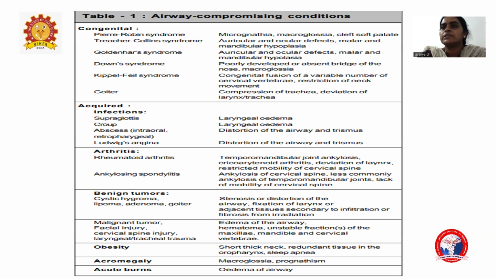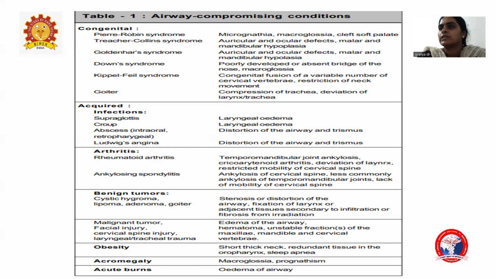So, these are certain conditions where the airway is almost in a compromised state, so you should be more cautious. Some of them are the congenital syndromes like Pierre Robin, where there will be micrognathia and only the soft palate present. Treacher Collins syndrome, where there will be ocular defects with malar and mandibular hypoplasia. Goldenhar syndrome, where there will be mandibular and malar hypoplasia. Down syndrome, where there is an abnormal bridge of the nose and macroglossia.